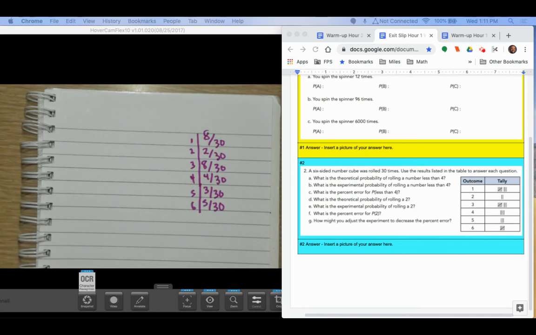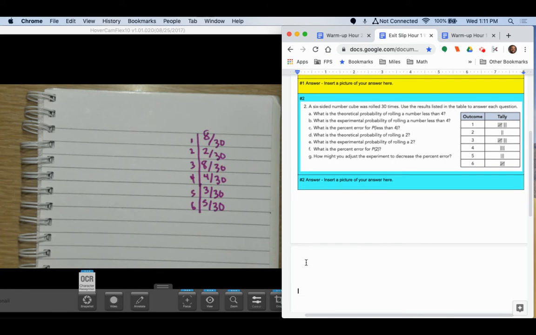All right, so now we're looking at number 2. As I'm looking at number 2, first of all, what I wrote here is I wrote rolling a 1, 2, 3, 4, 5, 6, and then I counted the tallies. The top section here says a 6-sided number cube was rolled 30 times. Use the results listed in the table to answer each question. All right, and so now I'm going to answer all of those questions.